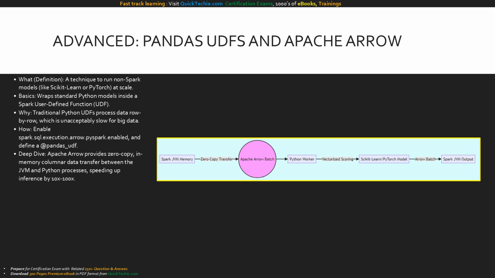Look at the data flow in this diagram. Instead of a slow, row-by-row bottleneck between Java and Python, the Spark JVM memory packages thousands of records into an Apache Arrow batch. This batch uses zero-copy transfer to instantly appear in the Python worker's memory. The non-Spark model performs vectorized scoring on the entire batch at once and fires it right back to the JVM. It is the ultimate bridge between big data and deep learning.